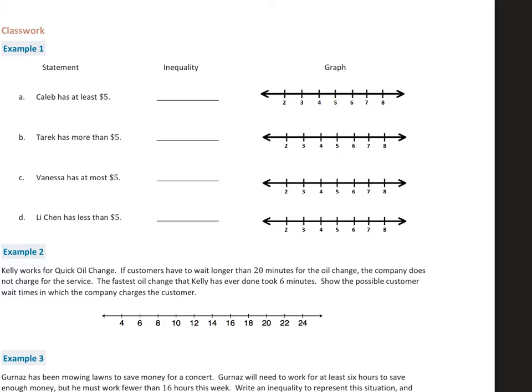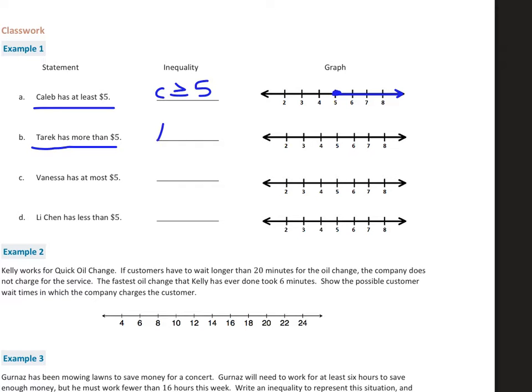So Caleb has at least $5. That means he could have $5. So I'm just going to use C for Caleb, and that means he's going to have greater than or equal to $5. So to write that, since 5 can be included, we're going to put a solid dot at 5, and then we're just going to draw an arrow going up along this arrow. So you can see that he could have at least $5, but he could have 6 or 7 or 8 or 9, who knows.